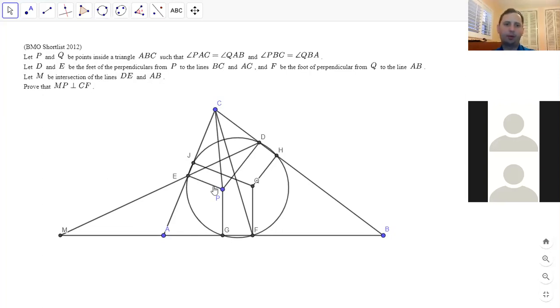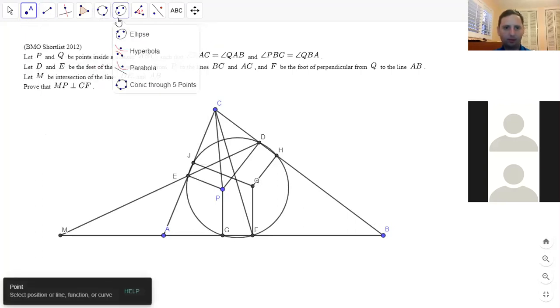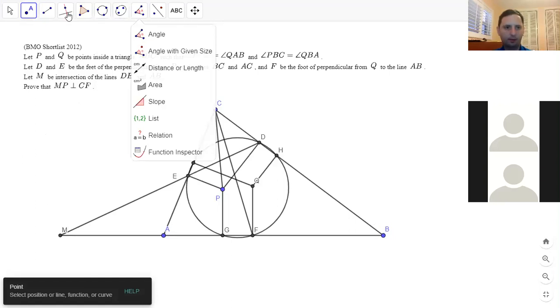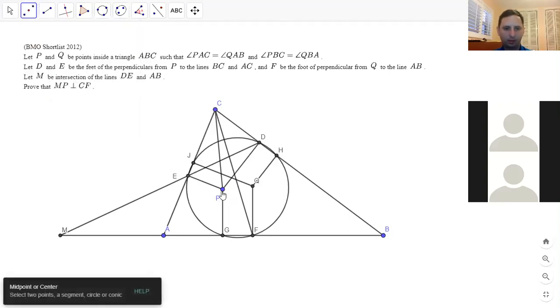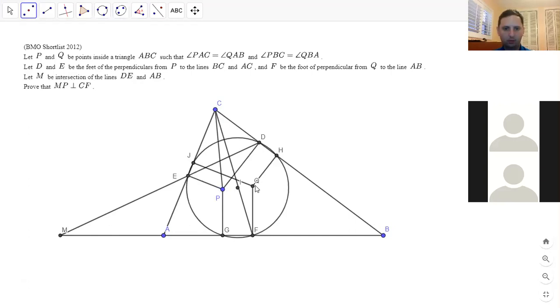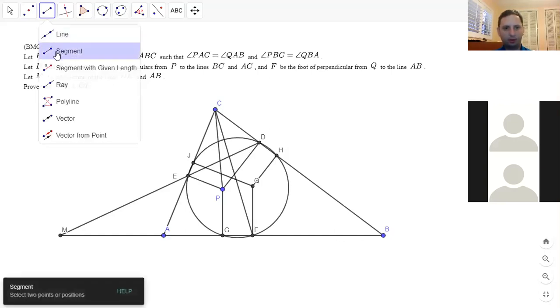Sometimes I like to drop a perpendicular from P to CF and then try to use the radical axis theorem. What if I try that? I wonder if the midpoint of PQ lies on CF. I don't think it does, but let me just make sure. Yeah, that doesn't lie on CF. Can you intersect CQ and MD? CQ and ED? Yeah. Okay.